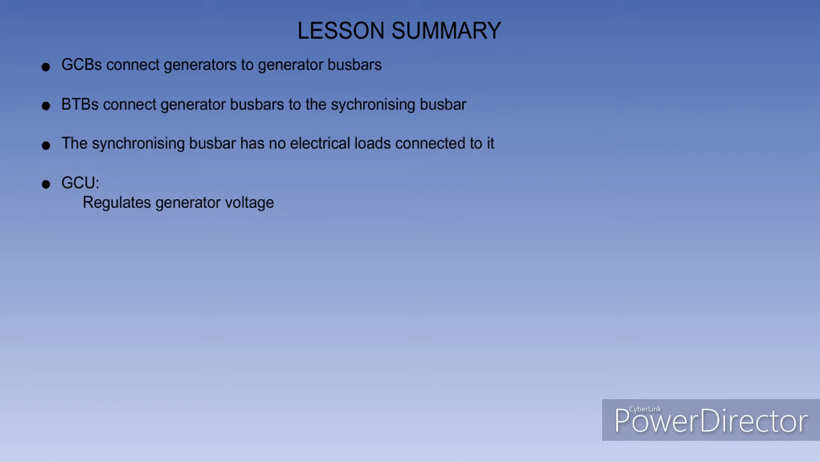A generator control unit, or GCU, will monitor generator output and provide voltage regulation by controlling the exciter field current. The GCU contains protection circuitry, which will monitor for over and under voltage and frequency and incorrect phase sequence.